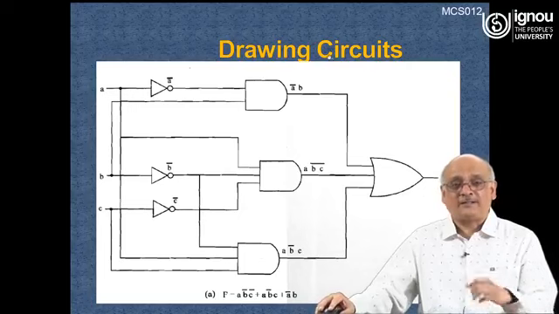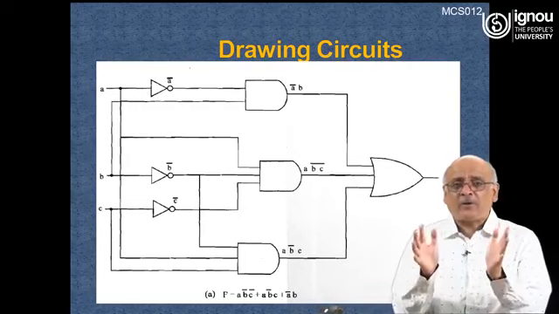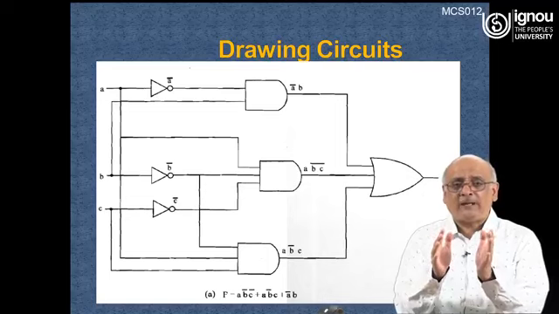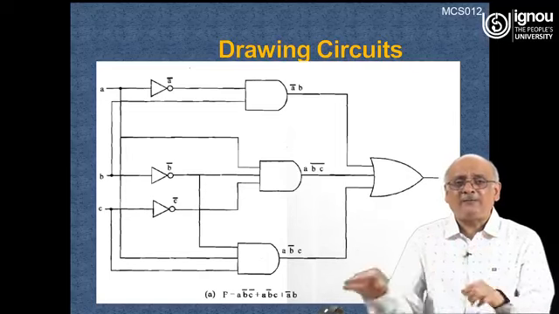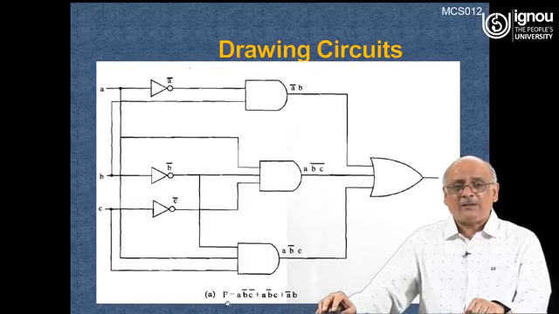Now, how to draw a circuit. What we have covered so far is how we can create the Boolean function, but how will a Boolean function be converted to an equivalent circuit diagram? So now suppose F equals A B bar C bar plus A B bar C plus A bar B. Suppose this is my function which is to be drawn, right? So how do we draw it?